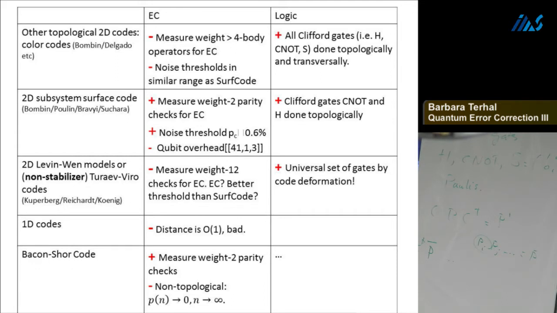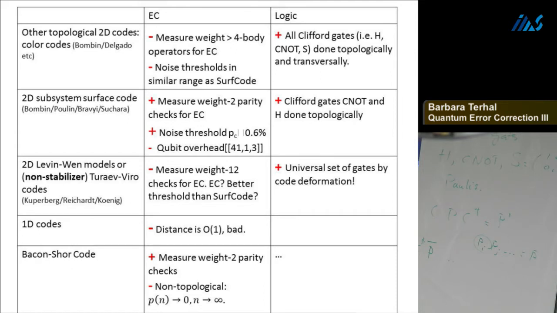Some of the disadvantages are that the parity checks involve not 4 qubits, but more than 6 qubit operators. So if I have to realize it, it may be more challenging, the noise rate may be higher, and I have to take that into account if I estimate a noise threshold. An advantage is that one can do all the Clifford gates, so also the S gate, topologically, which is by code deformation, or transversely. The noise thresholds are in a very similar range as the surface code, so in that sense, there's no difference.